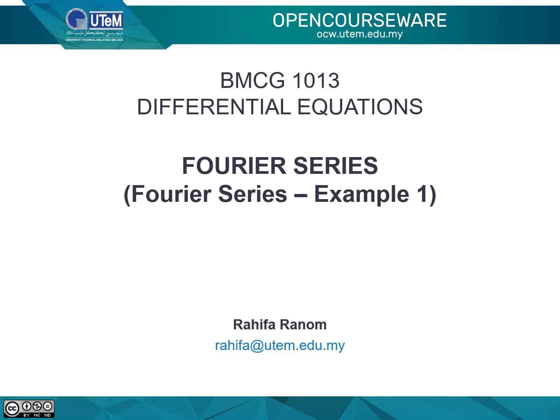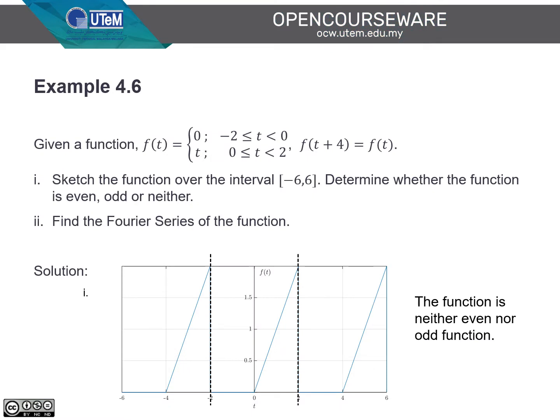In this video, I will show you one example of Fourier series. Given a function f(t) equal to 0 when t is from -2 to 0, and f(t) equal to t when t is from 0 to 2. This is a periodic function of period T equal to 4.